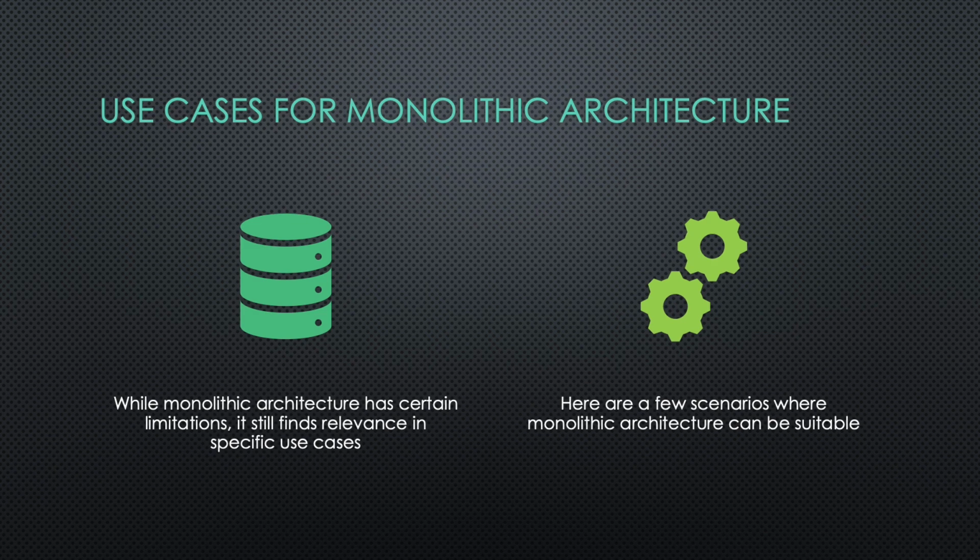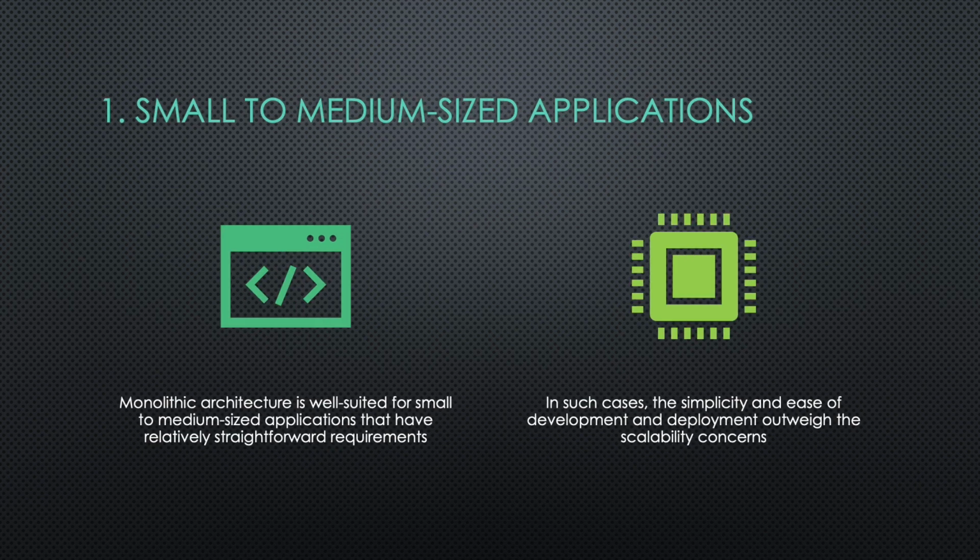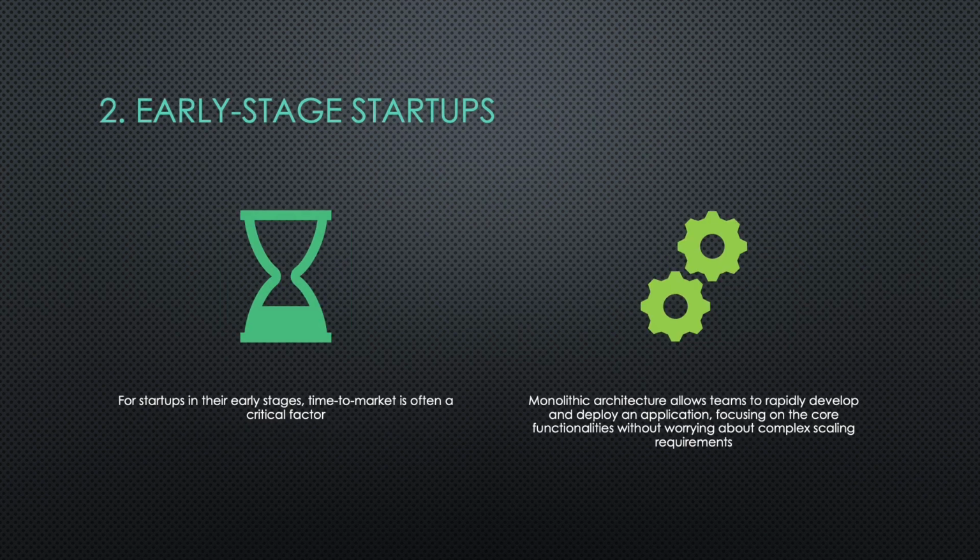Use cases for monolithic architecture. While monolithic architecture has certain limitations, it still finds relevance in specific use cases. Here are a few scenarios where monolithic architecture can be suitable. 1. Small to medium-sized applications. Monolithic architecture is well suited for small to medium-sized applications that have relatively straightforward requirements. In such cases, the simplicity and ease of development and deployment outweigh the scalability concerns.